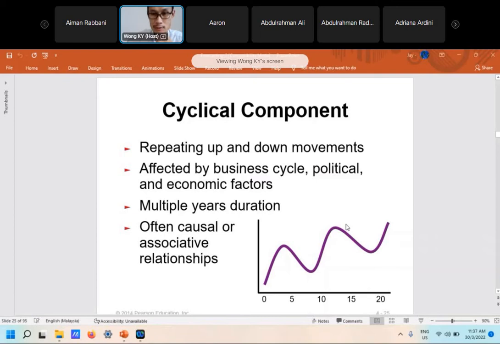In 2020, most of the share market dropped, the share prices dropped. Inflation happens. So that happens after also about 10 to 12 years. First financial crisis 1998, second financial crisis 2008, third financial crisis 2020. Right? So that is what we call a cyclical component. It happens over a duration of multiple years.